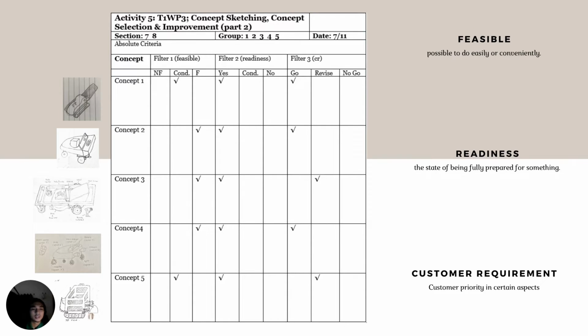For the customer requirement section, Concept 5 needs to be revised because it is too large in size and needs to improve the body structure. The conclusion: Concept 2 and 4 pass all the criteria without any issue. Concept 1, 3 and 5 need to make room for improvement for what's lacking.